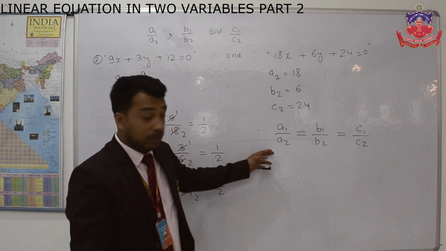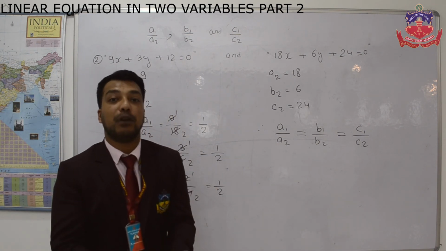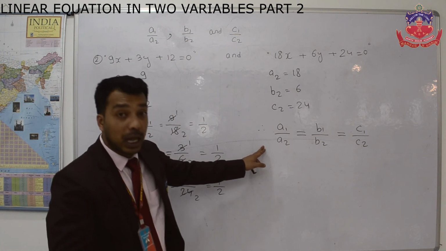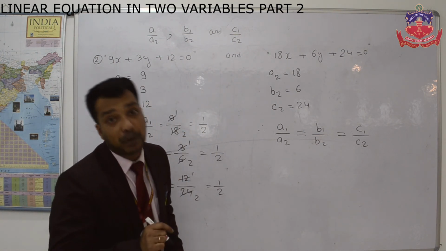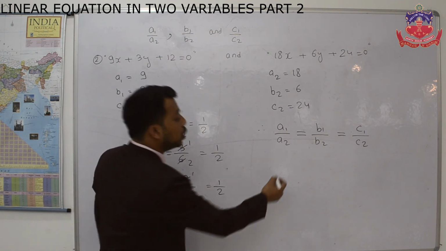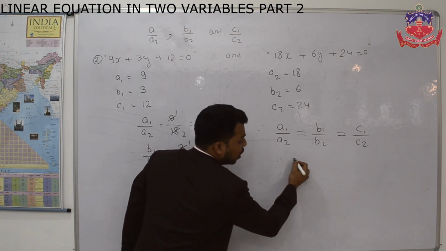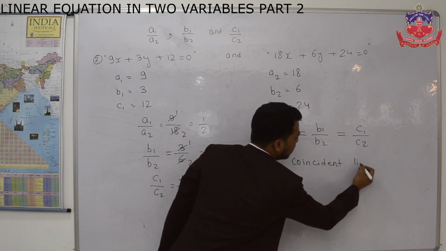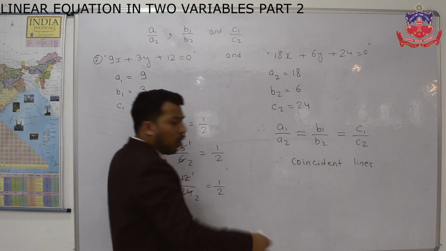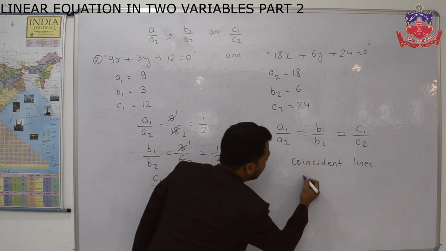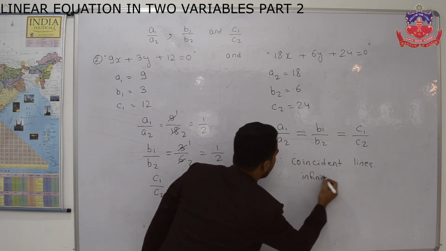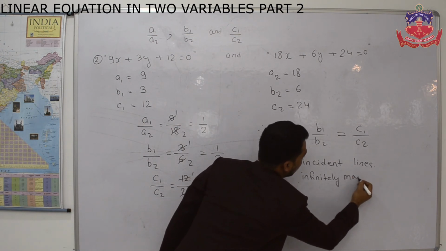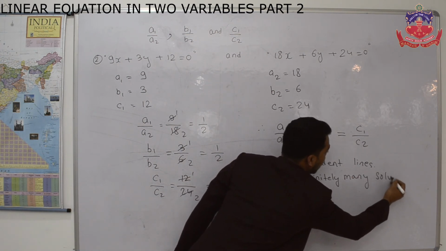Now, let's find out which type of lines this formula belongs to. We have already studied that this formula is of the third type of line, known as coincident. So we can say therefore it is a coincident line. A coincident line is also known as infinitely many solutions.